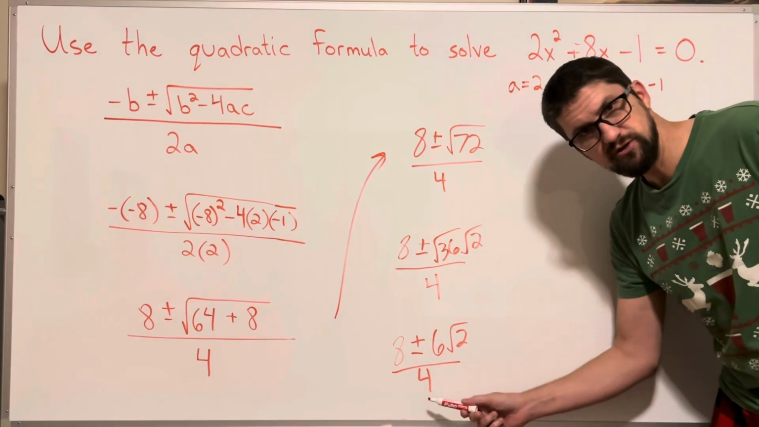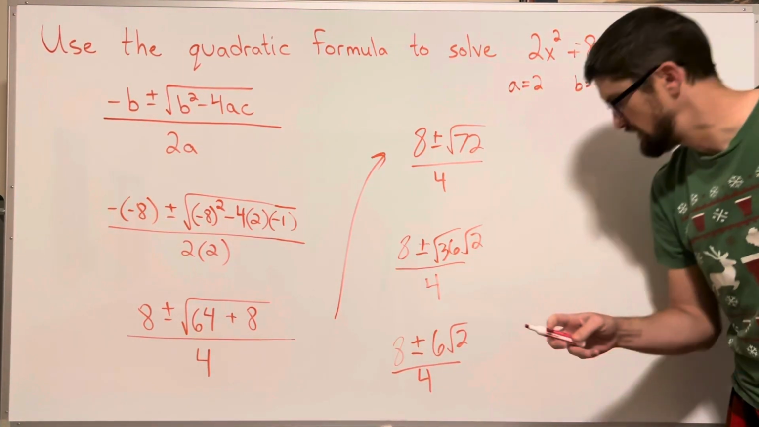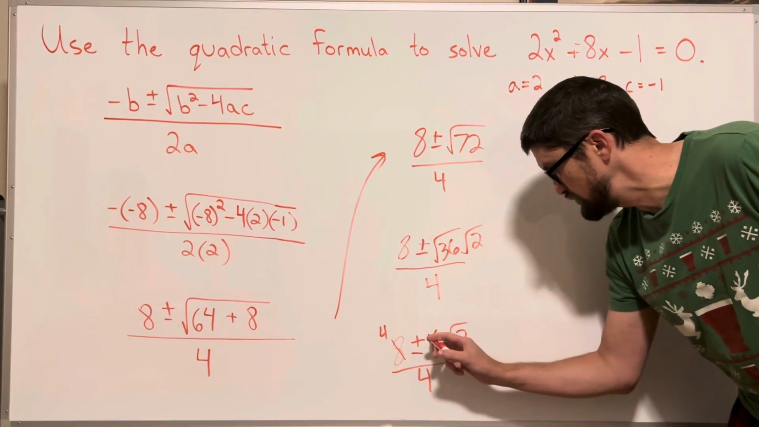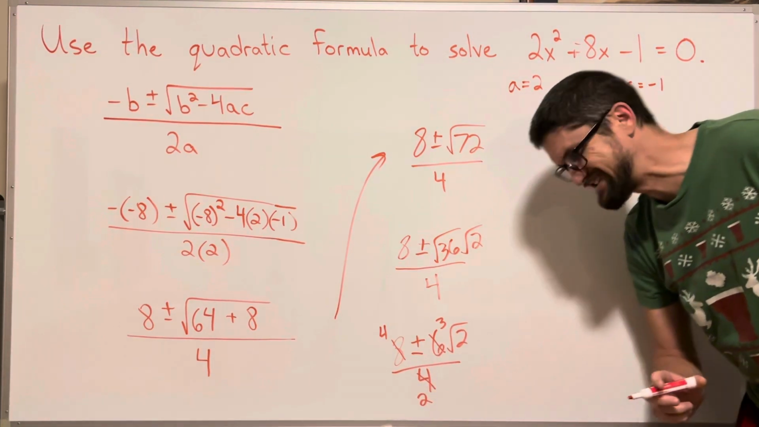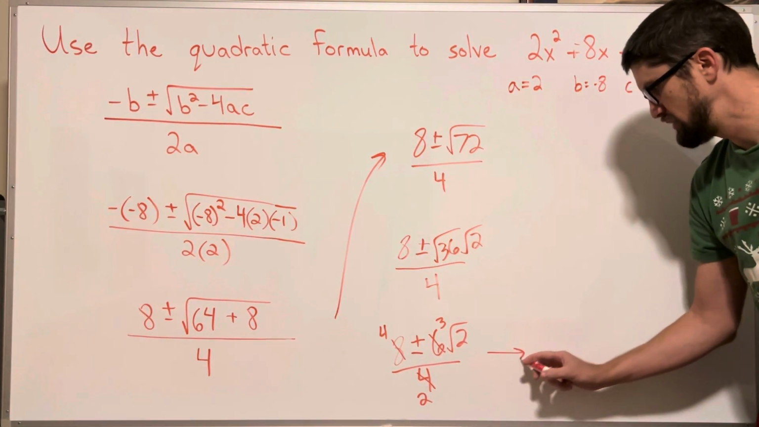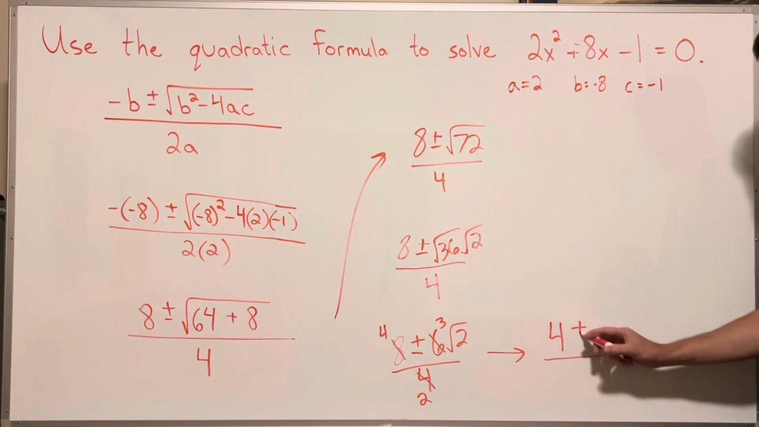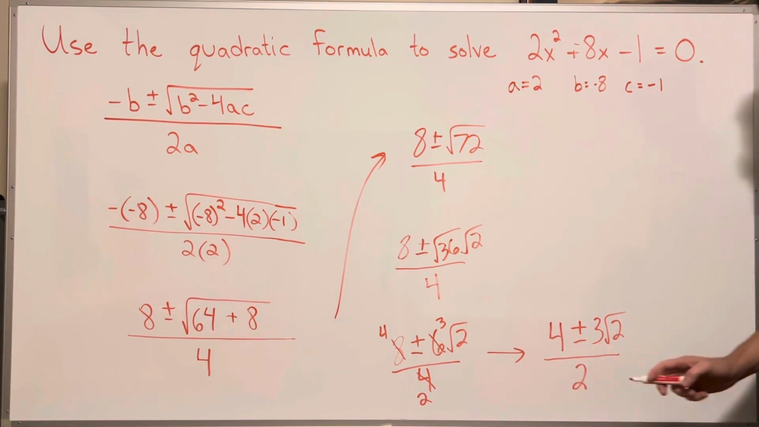I got 3 terms here, and they all have a common factor of 2. So you can do this. 2 goes into 8 4 times, 2 into 6 3 times, and 2 into 4 twice. So I get 4 plus or minus 3 square root of 2 over 2.